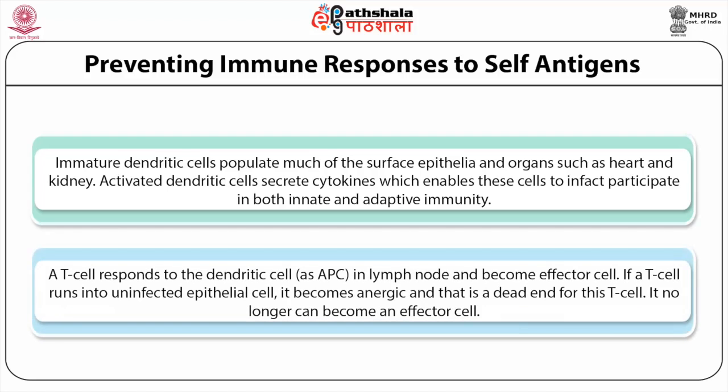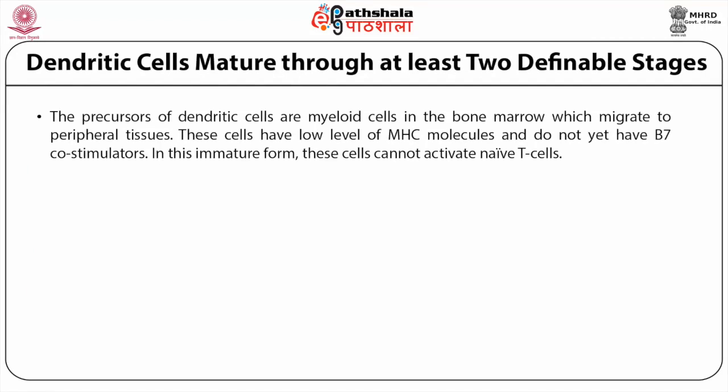A T cell responds to the dendritic cell as APC in the lymph node and becomes an effector cell. If a T cell runs into an uninfected epithelial cell, it becomes anergic, and that is a dead end for this T cell. It no longer can become an effector cell. The precursors of dendritic cells are myeloid cells in the bone marrow, which migrate to peripheral tissues. These cells have a low level of MHC molecules and do not yet have B7 co-stimulators. In this immature form, these cells cannot activate naive T cells.